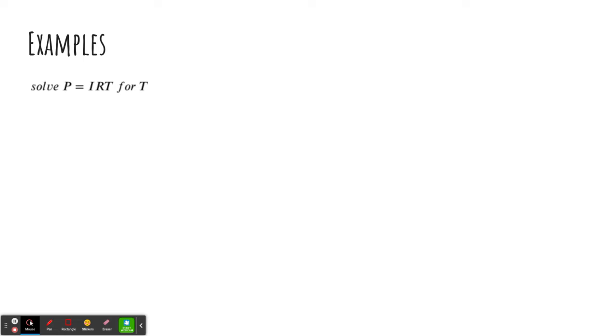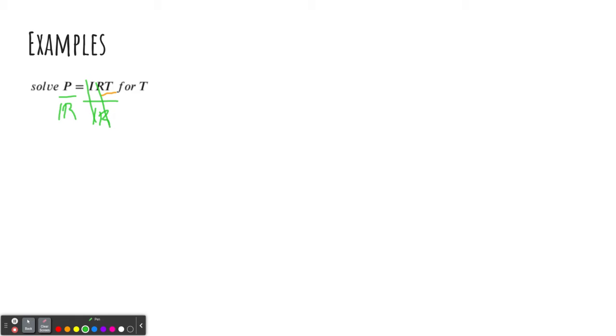Our first example is to solve P equals IRT for T. So our goal is to get this T by itself. In order to do that, we need to cancel out the I and the R. I, R, and T are all letters right up next to each other, so that means they are multiplying. To cancel out multiplying by IR, we're going to divide both sides by IR.